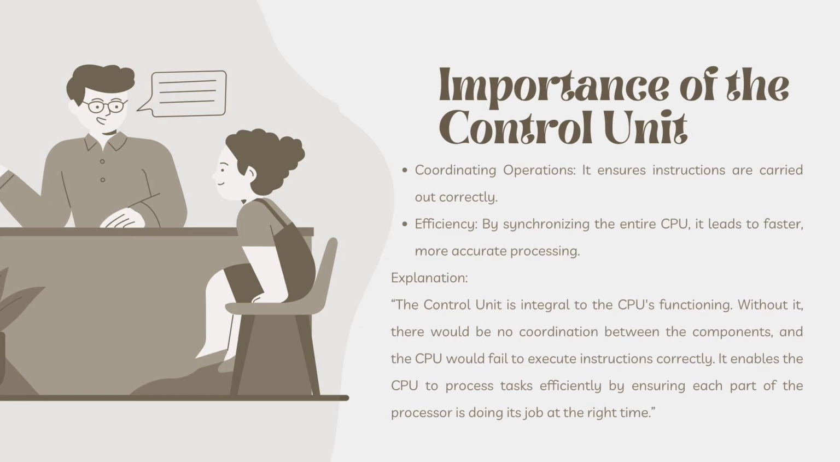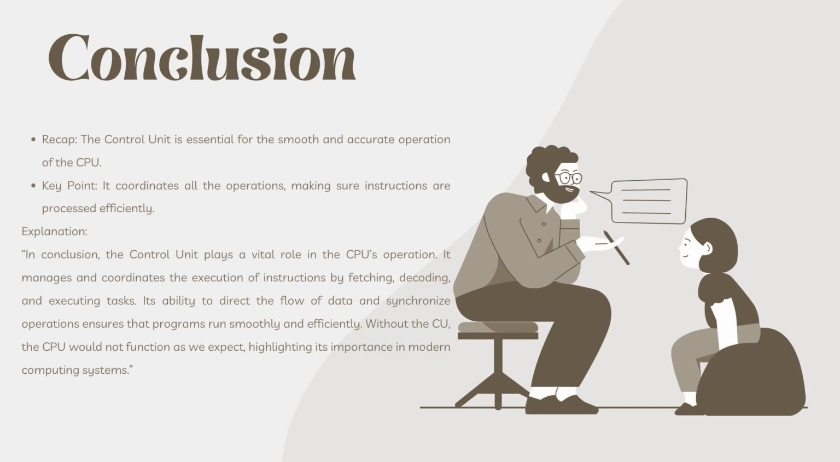Without it, there would be no coordination between the components, and the CPU would fail to execute instructions correctly. It enables the CPU to process tasks efficiently by ensuring each part of the processor is doing its job at the right time. Conclusion.